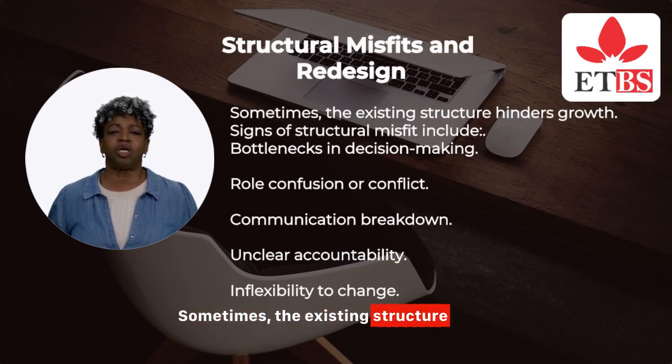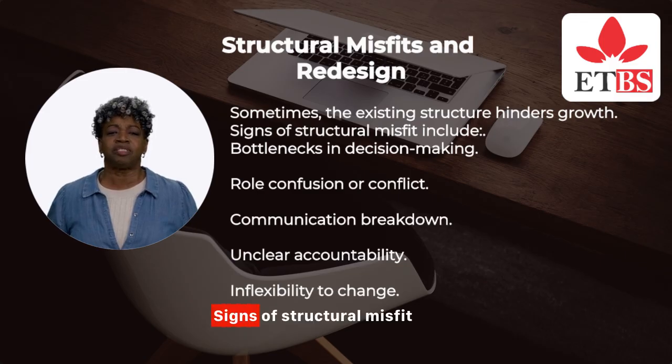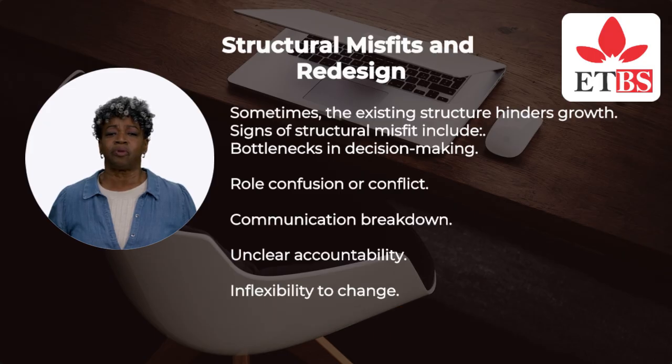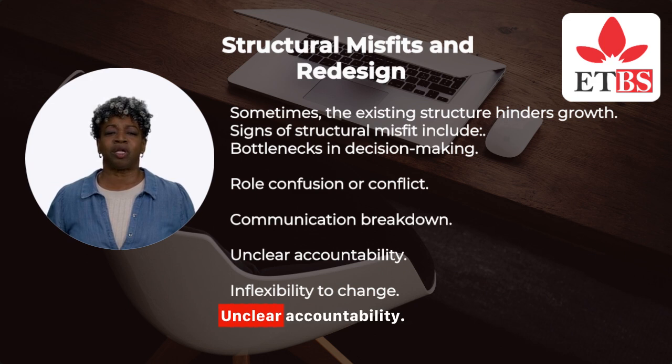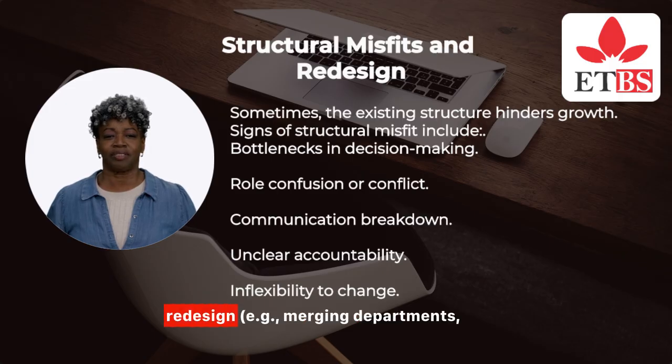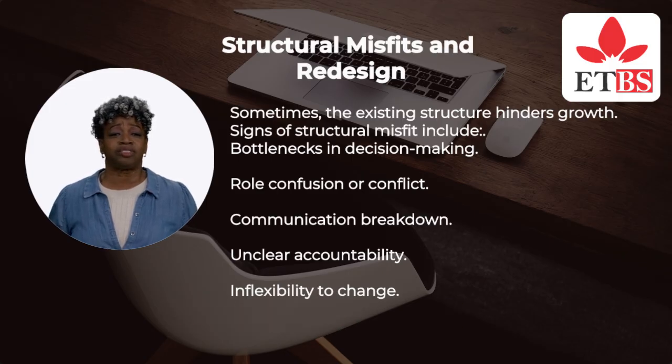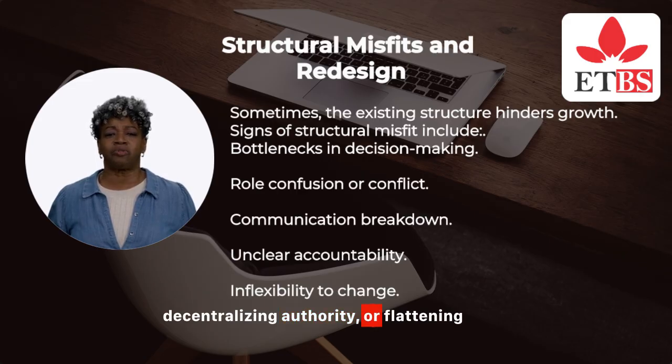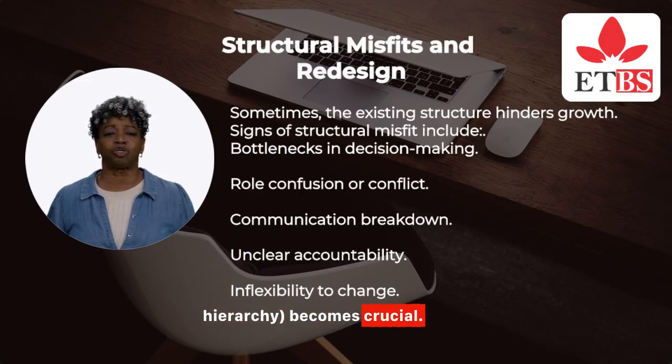Structural misfits and redesign. Sometimes the existing structure hinders growth. Signs of structural misfit include bottlenecks in decision-making, role confusion or conflict, communication breakdown, unclear accountability, and inflexibility to change. In such cases, structural redesign, e.g., merging departments, decentralizing authority, or flattening hierarchy, becomes crucial.